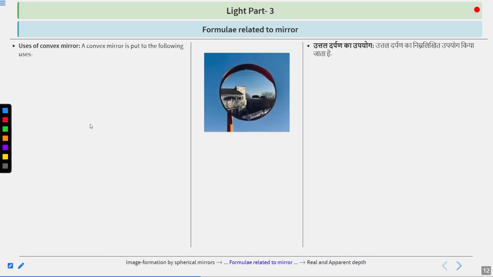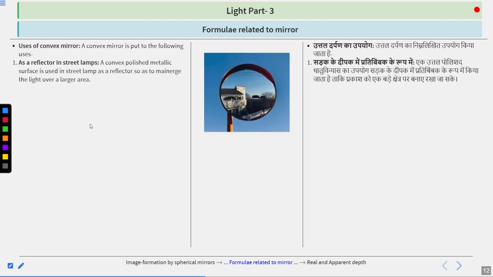Now let's have a look at the uses of a concave mirror. A concave mirror is put to the following uses. First, as a reflector in street lamps. A concave polished metallic surface is used in street lamps as a reflector so as to manage the light over a larger area. When the light strikes this, it actually spreads the light over a large area. That's why it is used as a reflector.